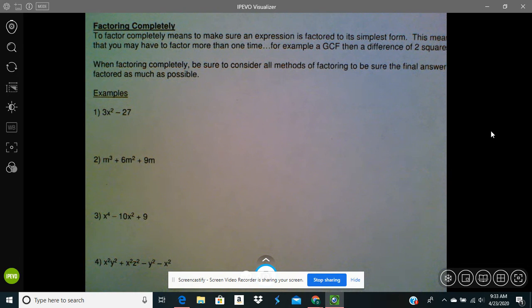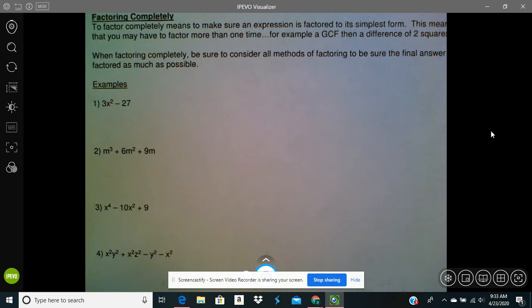So let's look at number 1. How many terms are there? There are 2 terms. So it could be a difference of squares.